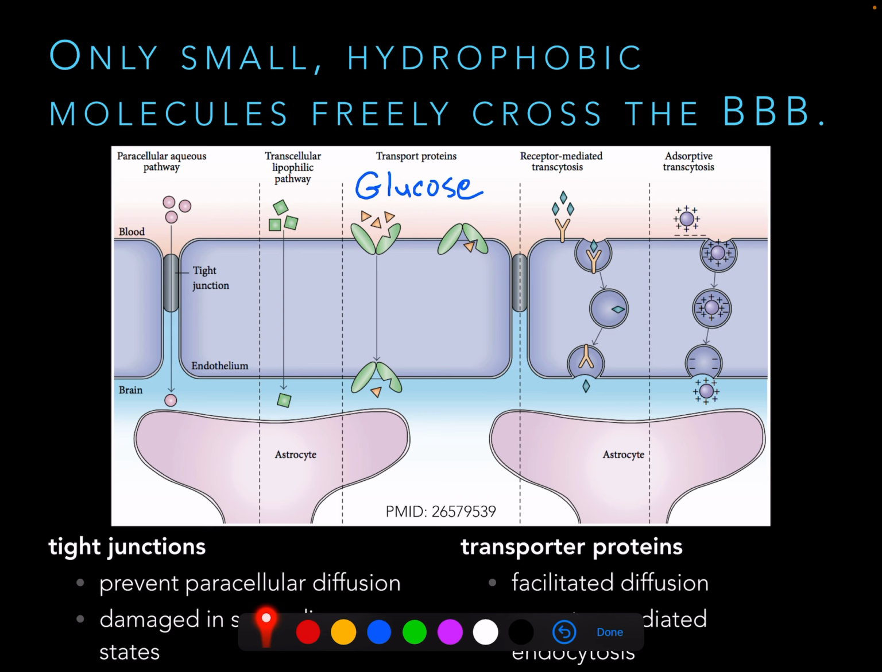Now, those tight junctions can sometimes be damaged in the case of traumatic brain injury or some neurodegenerative states like your dementias. They cause loosening up of tight junctions, and this creates further problems for the brain because toxins might be able to sneak their way through. For everything else, though, we got to have a specific protein to transport it across. So we're going to facilitate the diffusion with these transporter proteins.